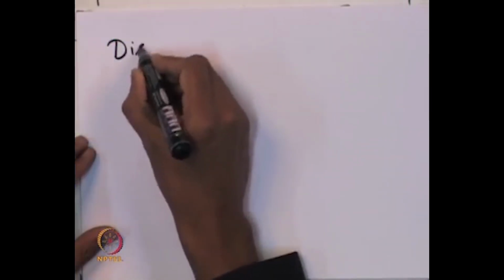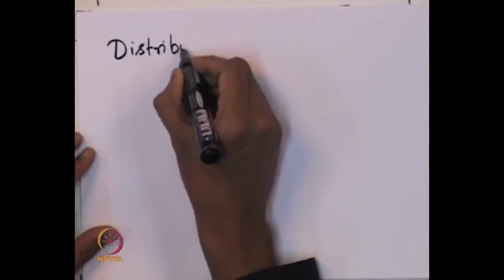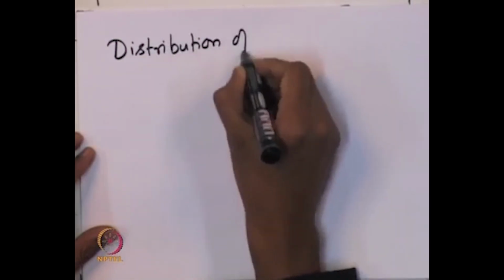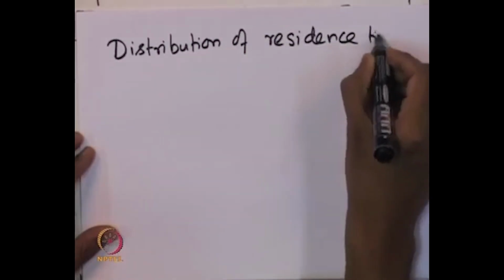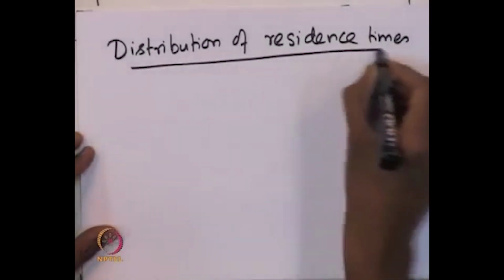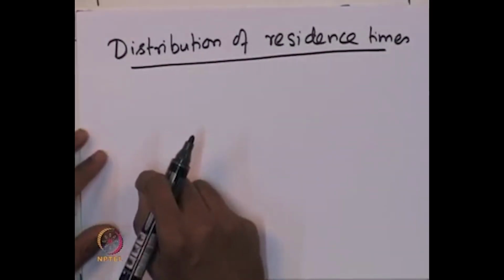Friends, starting from this lecture, for the rest of the course, we will be looking at non-ideal reactors, and how to characterize non-ideality in reactors. For this, we will be particularly looking at the distribution of residence time for chemical reactors.